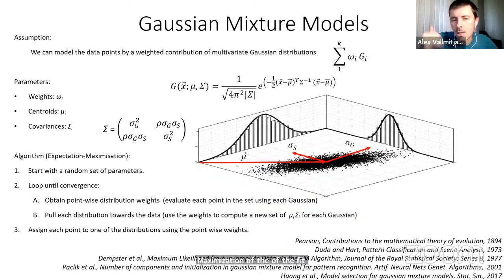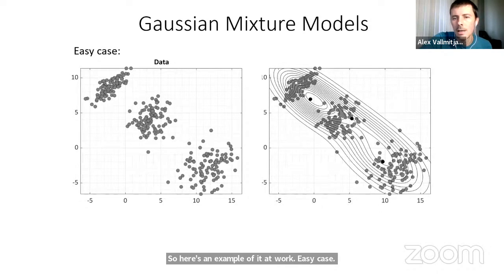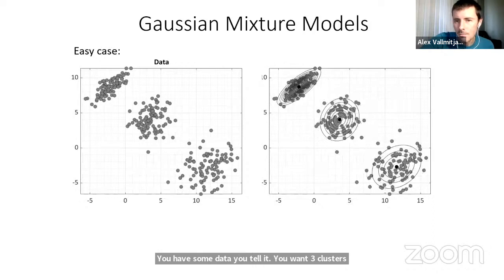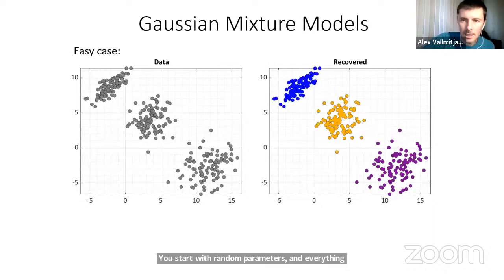The good thing about it is that it always converges. So you simply run it, and then when there's no change in the parameters, you can stop there. Sometimes it converges to erroneous results, as we will see. So here's an example of it at work. Easy case, you have some data, you tell it you want 3 clusters, you start with random parameters, and the thing converges to find you these 3 clusters. So this is, again, an easy case.